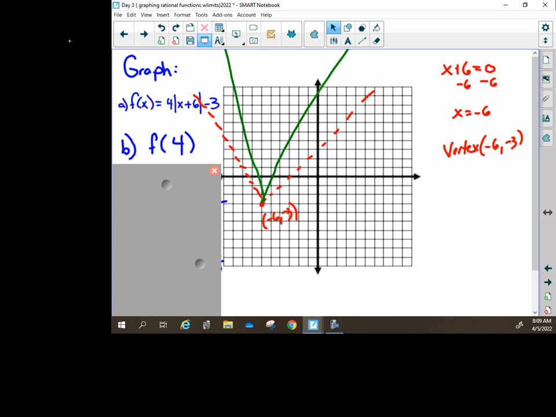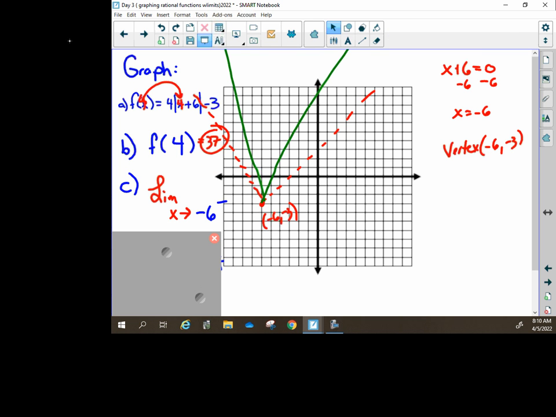Brad, I got 37. Where did you guys get 37? When I find f of 4, the 4 has to go right here into the x. That 4 gets substituted in for x. What is 4 plus 6? 10. What's the absolute value of 10? And then 10 times 4 is? 40 minus 3 is? Yeah, so I'm way, way up here at 37 for my height. Okay, way up there.